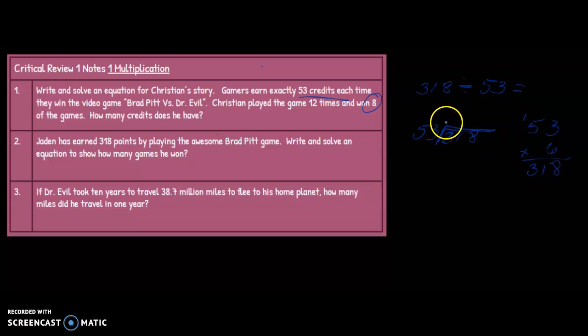So that works. I'm not going to put the 6 over the 3 because 53 didn't go into 3. I'm not going to put it over the 1 because 53 didn't go into 31, but I will put it over the 8 because 53 went into 318 6 times. Then I multiply 6 times 53, and I already did the work. I know that that's 318. Then I subtract, and I get 0. So the answer to number 2 is 6. Jaden won 6 games.